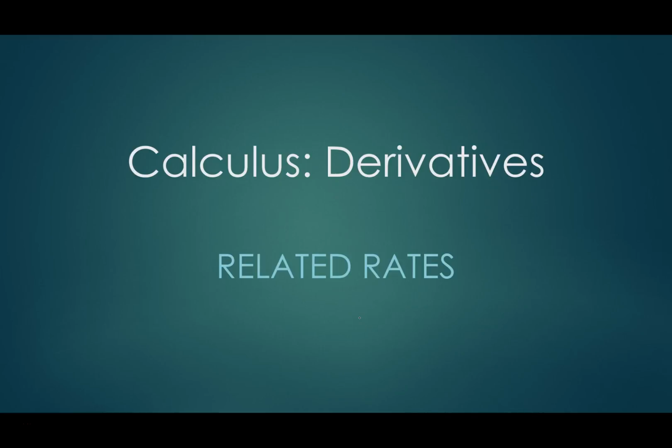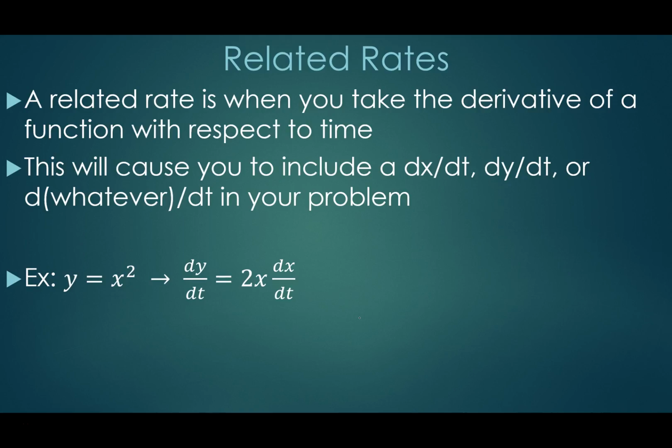Okay, so the concept of related rates goes back to our implicit differentiation concept. It's the reason why we had to do that part first. So related rates is now taking the derivative of a function with respect to time. This will cause you to include a dx/dt for taking derivatives of x with respect to time, dy/dt's, or d-whatever/dt's. If you have radius in there for r, an A in there for area, whatever it is.